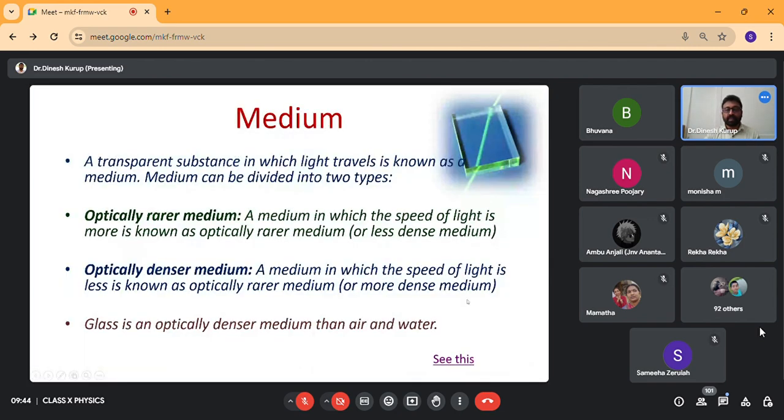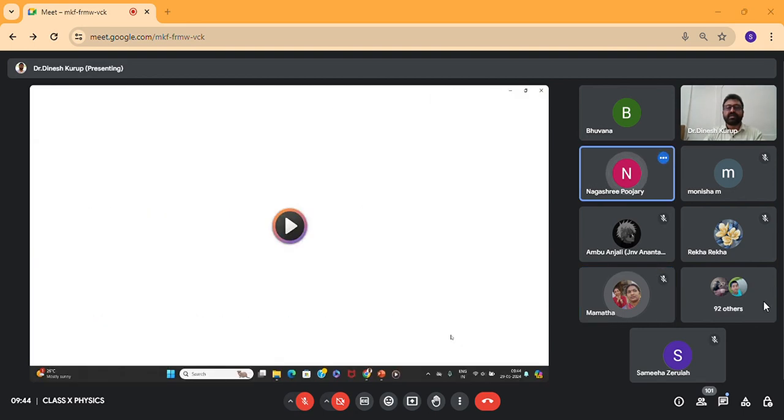Okay. Sir, I got confused. When does the light bend away from the normal? Which kind of confusion? Sir, when does the light bend away from the normal when it travels from one medium to another? Bend away from the normal. So it is if it is entering. One second. One medium to another.